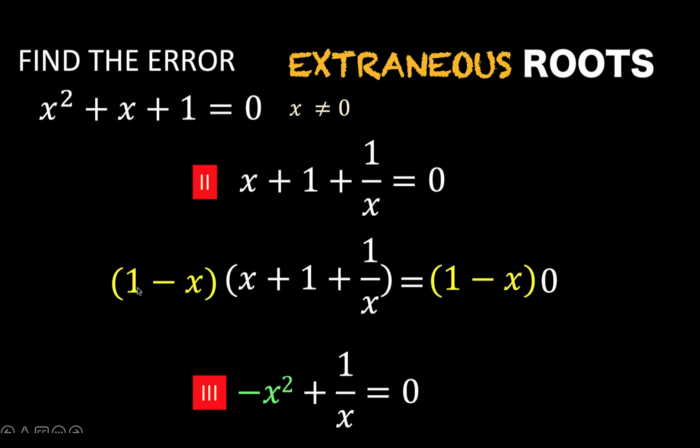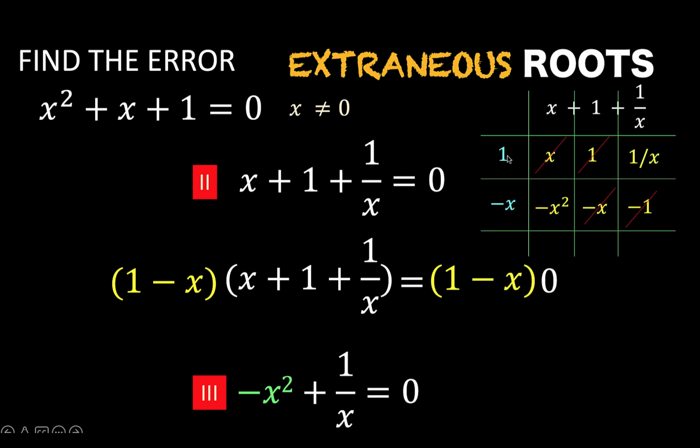Notice that if I multiply the quantity 1 minus x times the quantity x plus 1 over x, here's the computation. We multiply each of the terms of the binomial to each of the terms of the trinomial, pair by pair. The results are these yellow expressions. But notice that x minus x is 0, 1 minus 1 is 0. What's left is negative x squared plus 1 over x, which is what we have here in step number 3. And at the right side here, the quantity 1 minus x times 0 is 0. So this third step happens because we multiply both sides of the equation by 1 minus x.